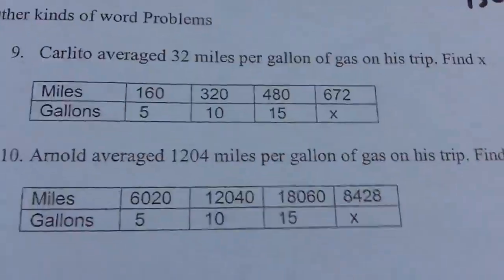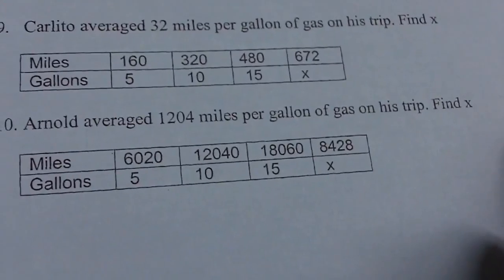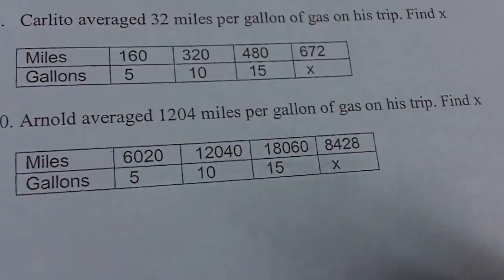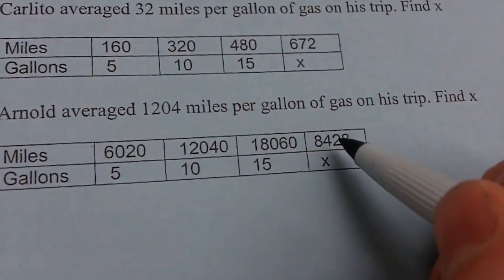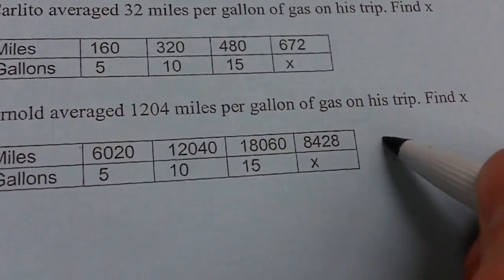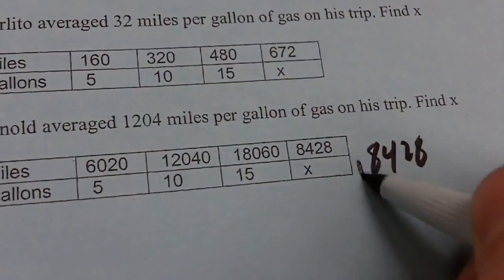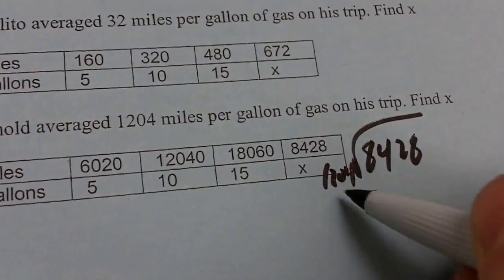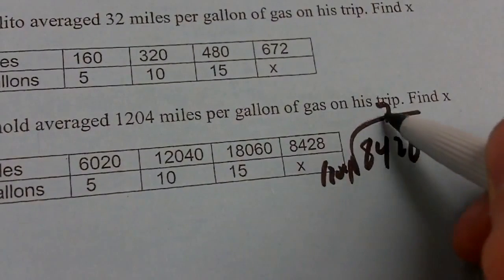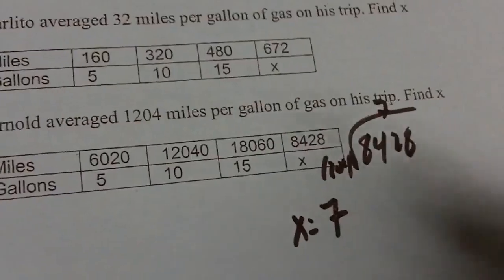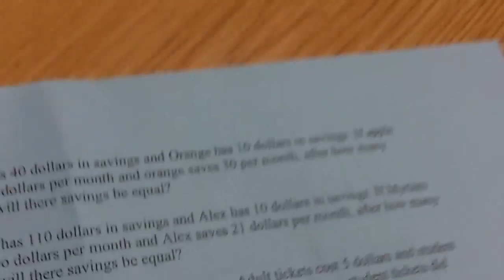So I got an answer of 150. Number 10 is easy money. Arnold averaged 12 miles per gallon of gas on his trip, 84 miles. Find x. Okay, well, take 84 and divide by 12, and 12 goes into 84 7 times, so x equals 7. Easy money. Skip over to 12 and 14.